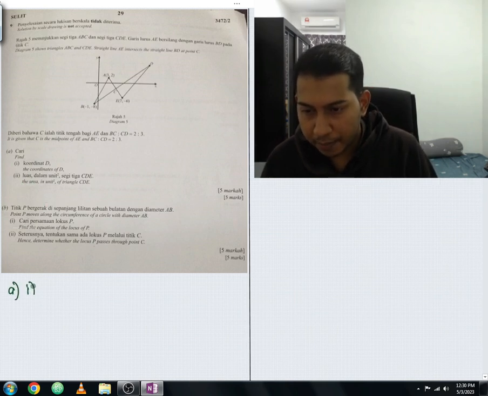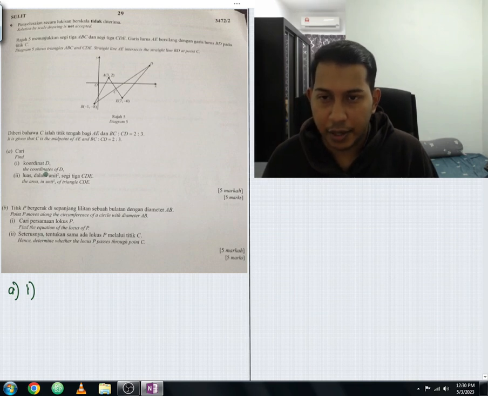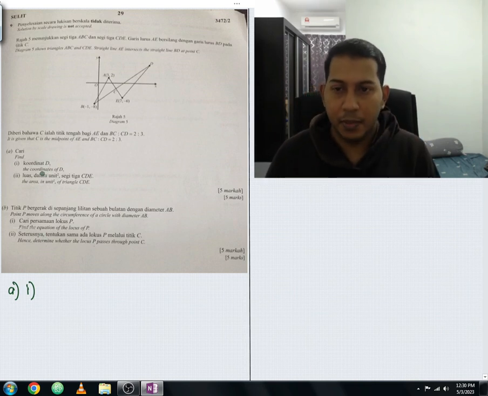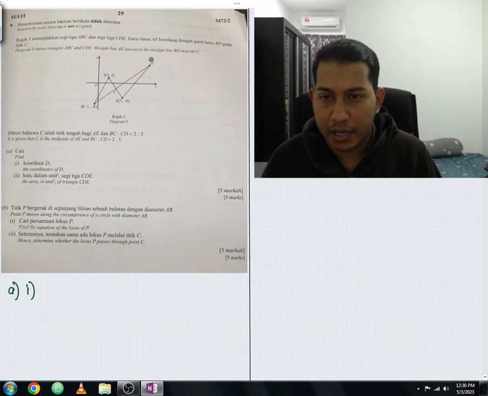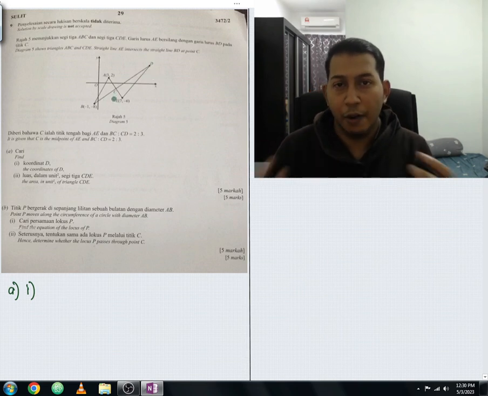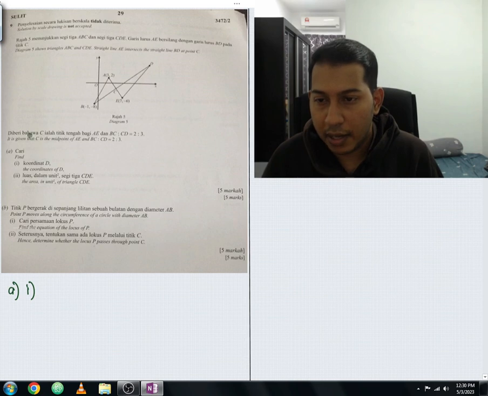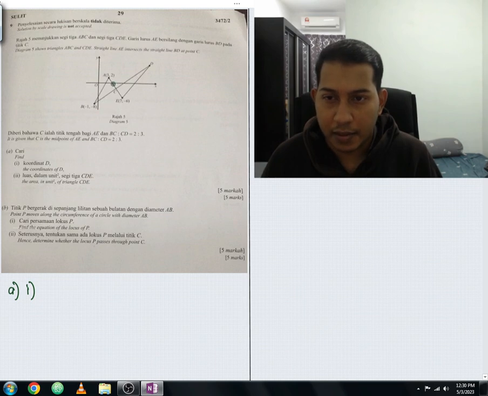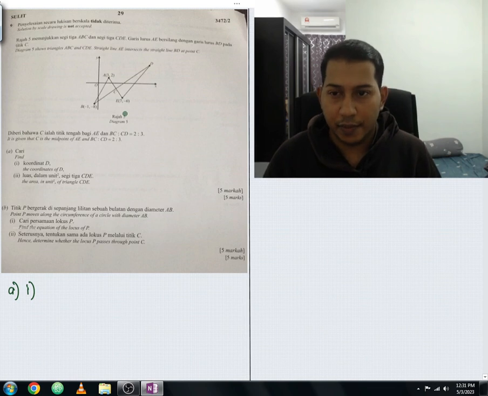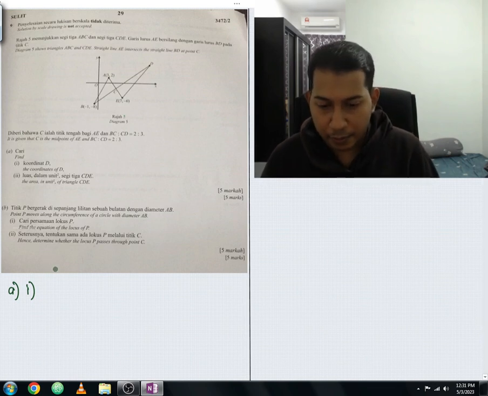For question A part 1, we are required to find the coordinate D. The first step before finding the coordinate D is to identify the coordinate C. So how to find the coordinate C? The question already gave us the hint that C is the midpoint of AE. Coordinate A we already know, which is (3, 2). Coordinate E we also know, which is (7, -6). So from here we can easily find the midpoint. How to calculate the midpoint? I'm going to show you now.